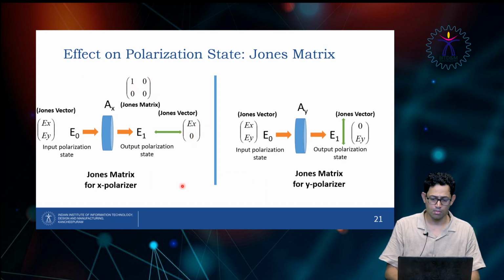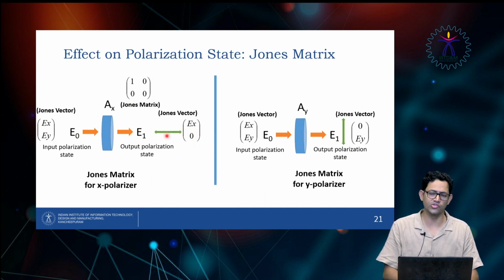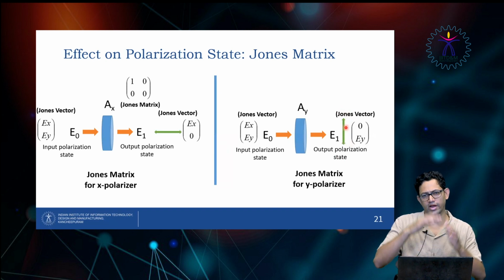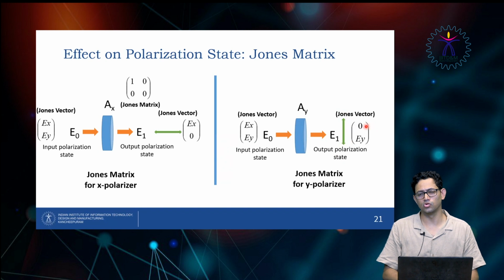So this is a horizontally polarized light source. Now, instead of this, I am going to make it a vertically polarized light source. So I have an input of Ex and Ey, and in my output it is a vertically polarized light source. If it is a vertically polarized light source, that means it is the Jones vector 0 and Ey.